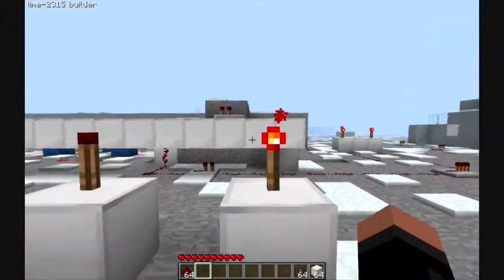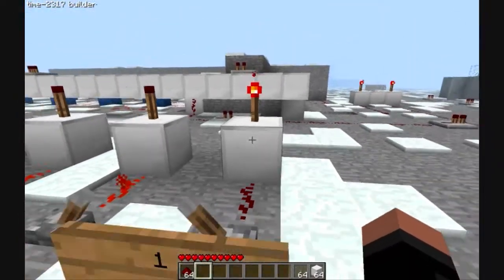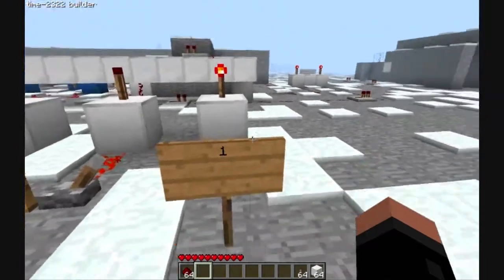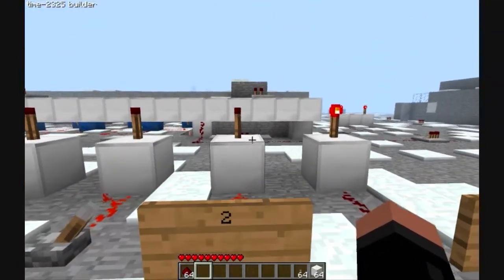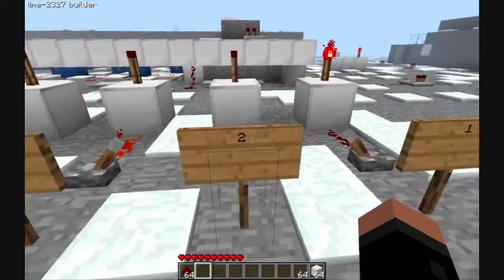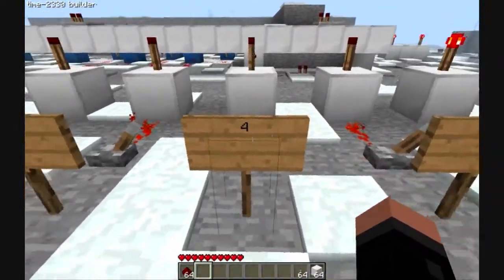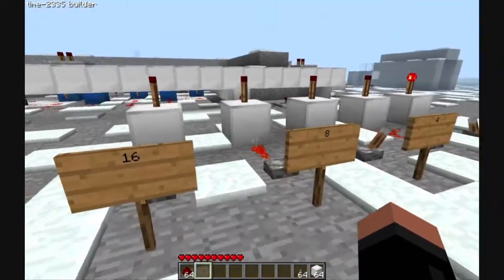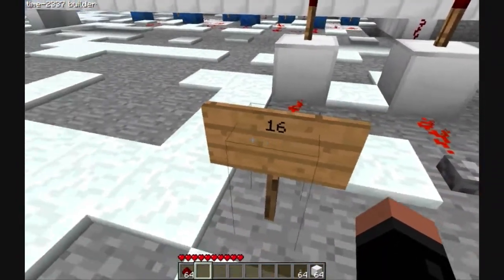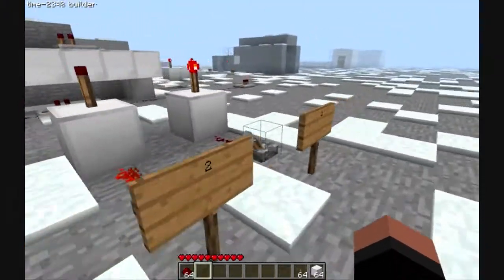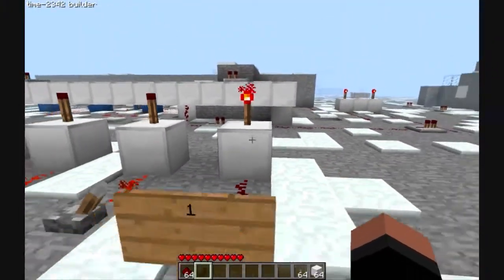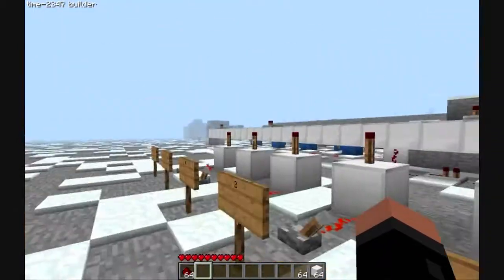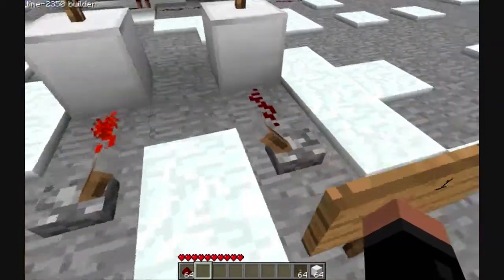Because the first thing in a binary number, if it's a 0 or a 1, represents the number we know as 1. The next one represents the number known as 2. The next one, the number known as 4. The next one, the number known as 8. And the fifth one, the number known as 16. So basically, if this torch is on, it represents 1. So what I'm showing right here is 1.